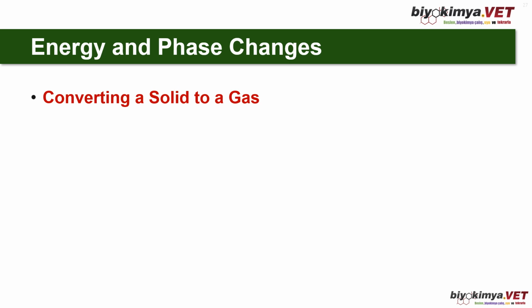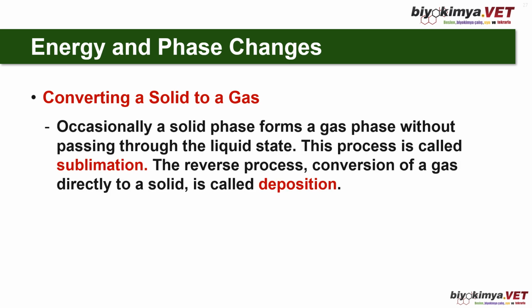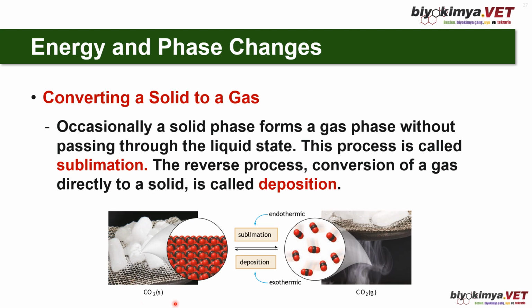Converting a solid to a gas. Occasionally, a solid phase forms a gas phase without passing through the liquid state. This process is called sublimation. The reverse process, conversion of a gas directly to a solid, is called deposition. Carbon dioxide is called dry ice because solid carbon dioxide sublimes to gaseous carbon dioxide without forming liquid carbon dioxide, and this is called sublimation. It's an endothermic process. And the inverse is exothermic, and we call it deposition.